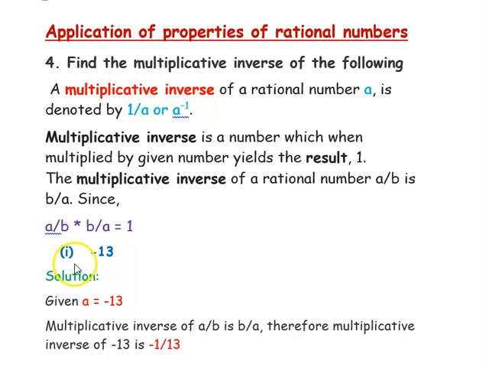So the given first question is minus 13. So solution. So the given question A is minus 13. So minus 13 we can write it in the form of minus 13 by 1, that is A by B. So it's a multiplicative inverse. We know that if it is A by B, then the multiplicative inverse is B by A. So the given number is minus 13 by 1. So its multiplicative inverse is minus 1 divided by 13.